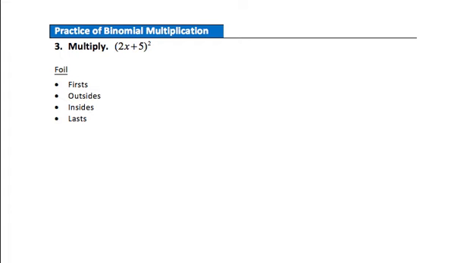Students are often tempted just to distribute this 2 to each of these terms, but that won't work because now I have two terms. So go ahead and write this multiplication out longhand and multiply the two binomials. When you're done, hit play to see how you did.